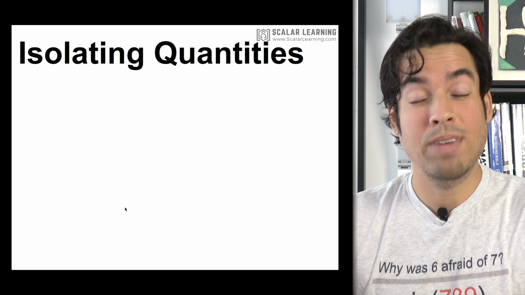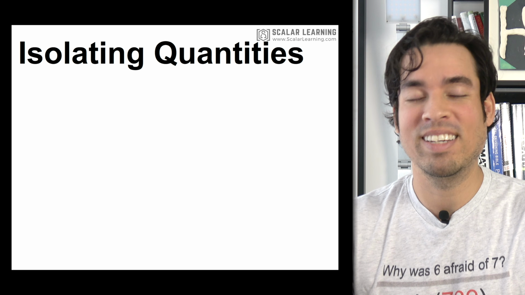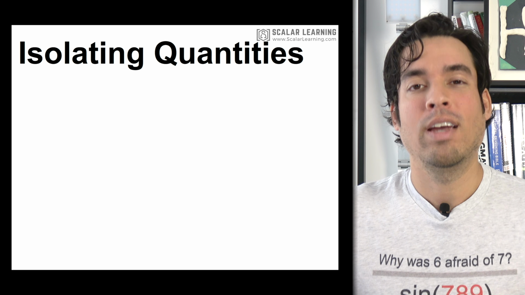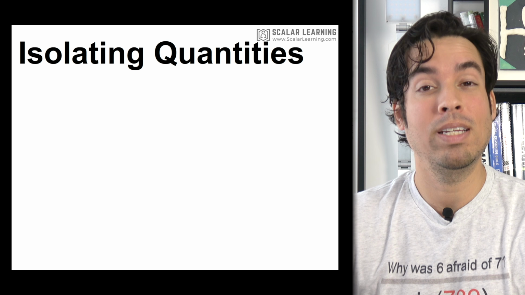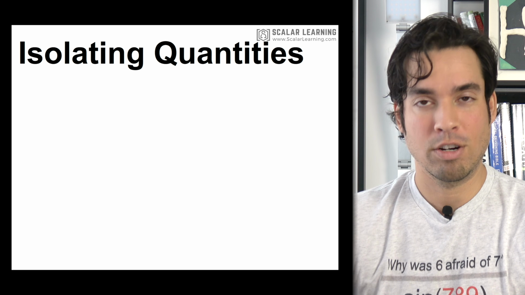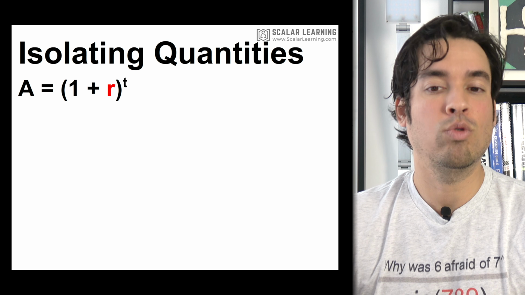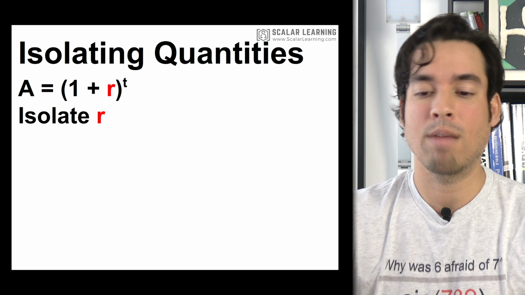Next, we come to one of my favorite categories, which is isolating quantities. And why do I love this so much is because usually isolating quantities questions have all this dense verbiage and they go through this in these complex passages, but they're really meaningless because you look at the answer choices and you're like, oh, they're just isolating one variable in this equation. So I'm going to give you this example of A equals 1 plus r to the t power, and we are trying to isolate r. That's why I put it in red.